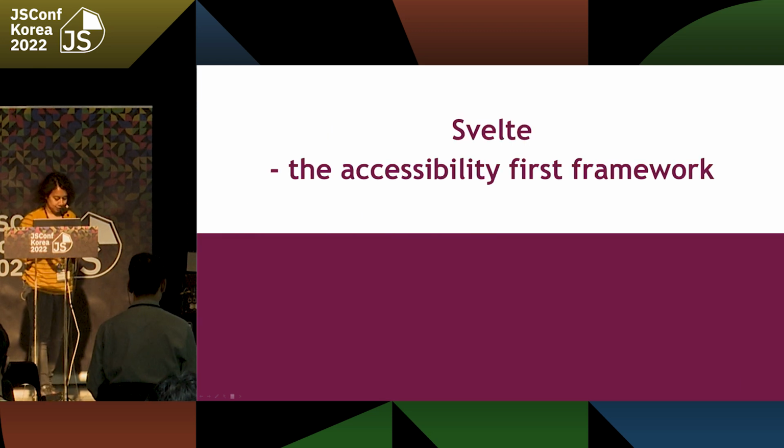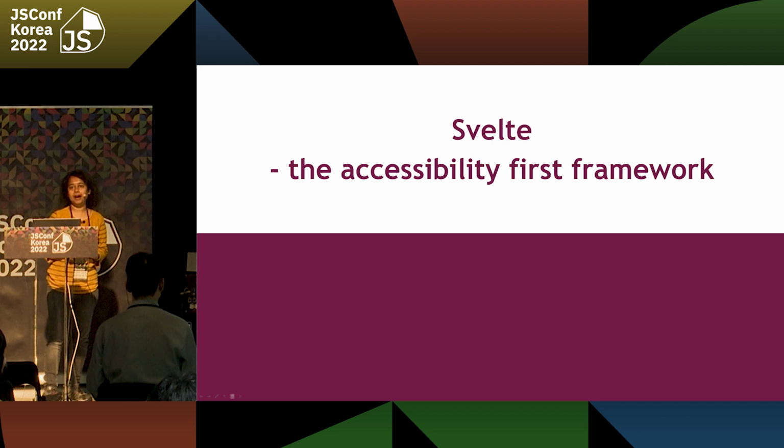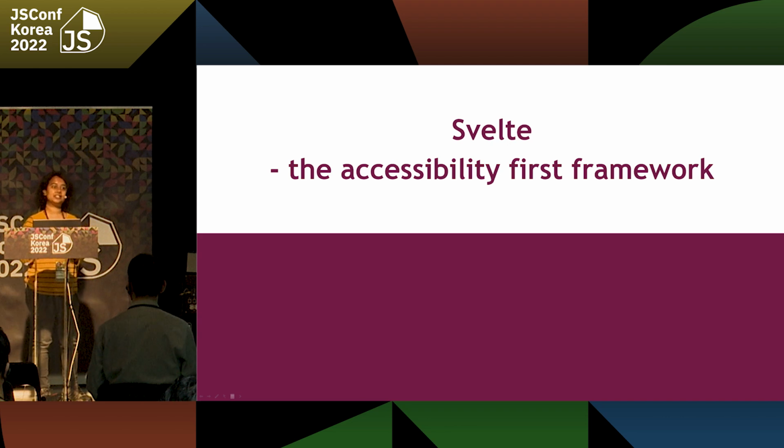When Svelte was created, it was created from an accessibility first mindset, which is very nice, and I really like the way they have incorporated the compiler warnings. So if you write something and the compiler can detect it, you will get some nice errors, some nice squiggly lines which say that, hey, this might not be accessible.